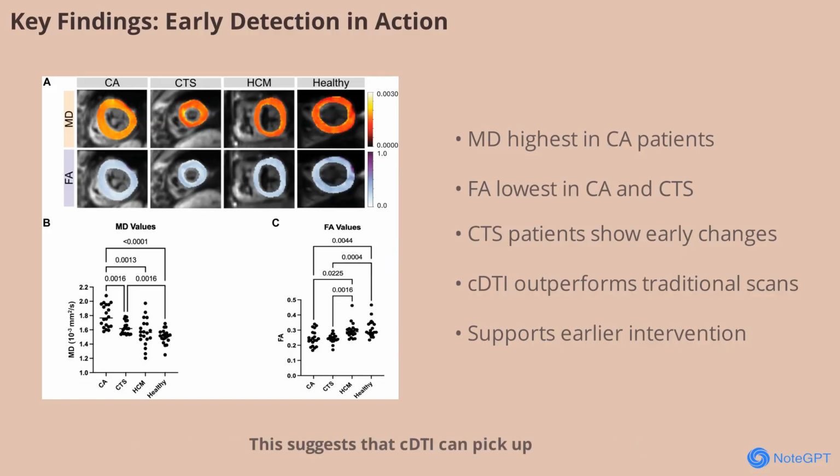This suggests that CDTI can pick up subtle heart changes well before traditional diagnostic tools like pyrophosphate scans or biopsies would indicate disease. Earlier detection means earlier treatment, which is vital since therapies for cardiac amyloidosis such as tafamidis are most effective when started early. CDTI's non-invasive nature and sensitivity to microstructural changes make it a promising screening tool for at-risk patients, potentially transforming how we approach early cardiac amyloidosis.